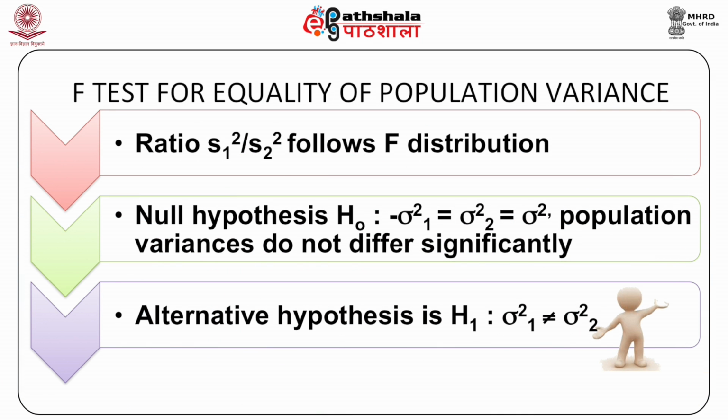Here the ratio s1 squared by s2 squared follows an F distribution. The null hypothesis is set as H0: sigma 1 squared is equal to sigma 2 squared is equal to sigma squared, that is, the populations do not differ significantly. Alternative hypothesis H1 is sigma 1 squared is not equal to sigma 2 squared.